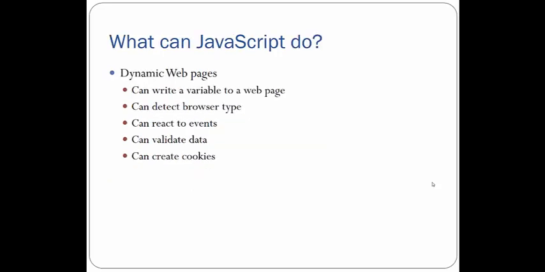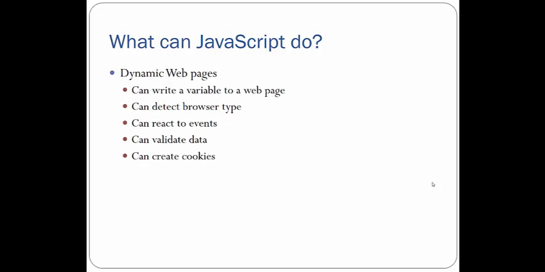So what can JavaScript do? JavaScript can do a variety of different things. And as I mentioned, we're going to concentrate on the dynamic aspect of JavaScript: the ability to add JavaScript code to web pages to make them more dynamic, to be able to respond to different events like button clicks.